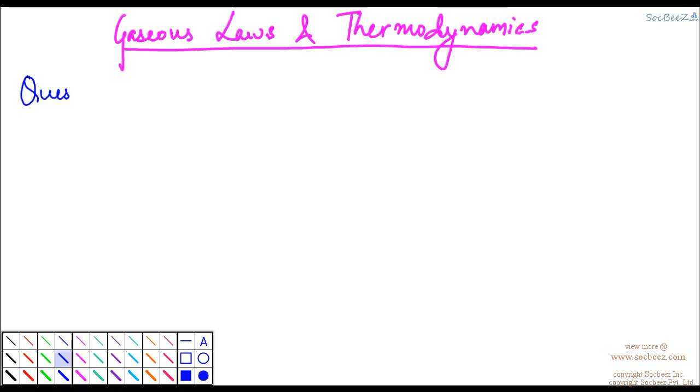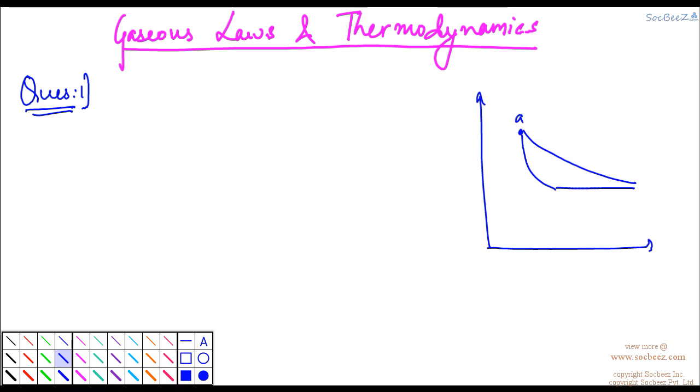So the question says that you have this PV diagram given to you. The gas is in a state A. It is taken to two states from A, one is B and one is C. The pressure value, volume value, over here is 16. Over here the value of volume is 1, and at B it's 4.